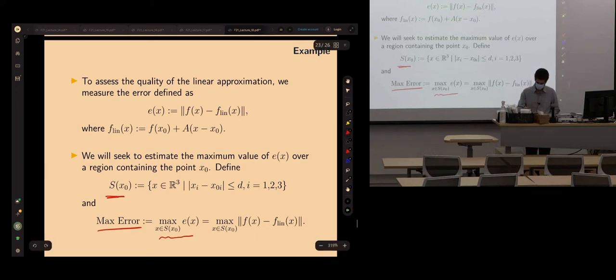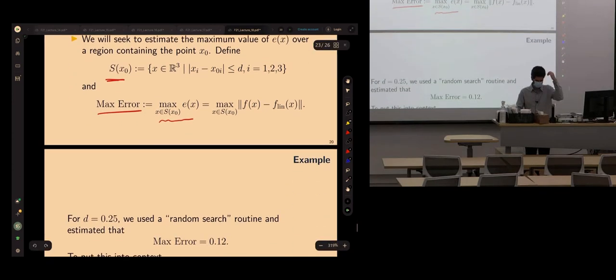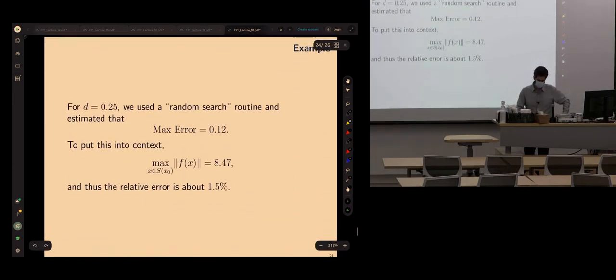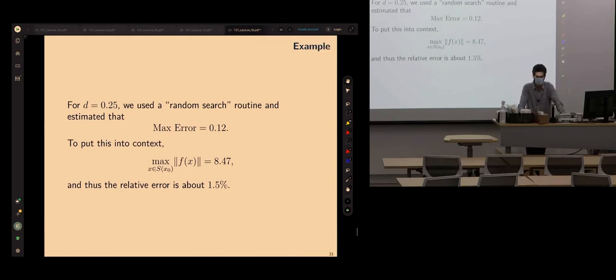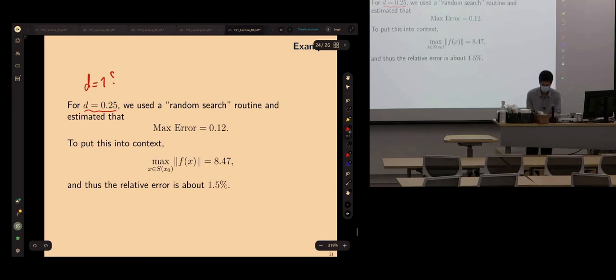I leave the details for the lab, but if you do the random search within d equals 0.25, you get 1.5% error, which is not too bad. Okay? It is very interesting to have that code and increase this radius, to play with the radius and see how far it's good. What if this d was 1? What if it's 2?